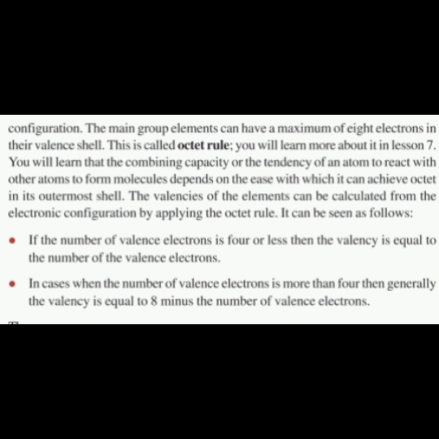So in lesson 7 we will see the details, and there is a way to calculate this electronic configuration by applying the octet rule. There are some things we have to follow, which we are going to discuss. So using this octet rule, to calculate the valencies of the elements from the electronic configuration, there are some formulas. Let us see the procedures now.